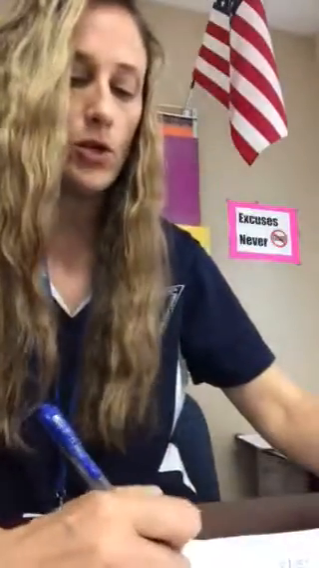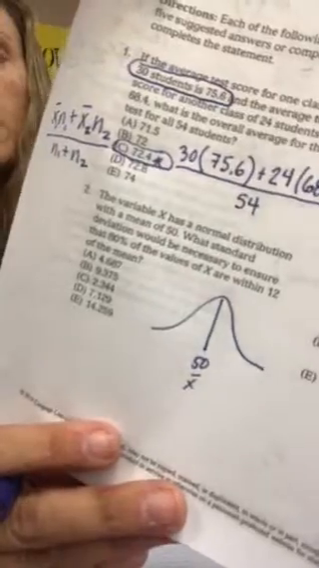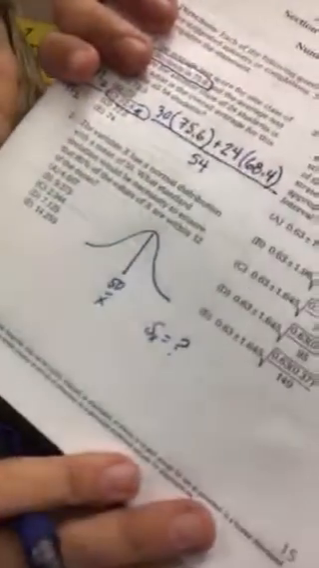Question number 2 says variable x has a normal distribution with a mean of 50. The minute I see a question like that, I'm going to make a normal curve, a nice little bell curve. Down the middle, they told me, should be 50. That's my x bar. The standard deviation they didn't tell me, so I'm going to call that S sub x and put a question mark because I don't know what that is.